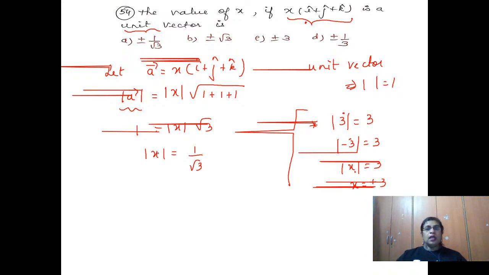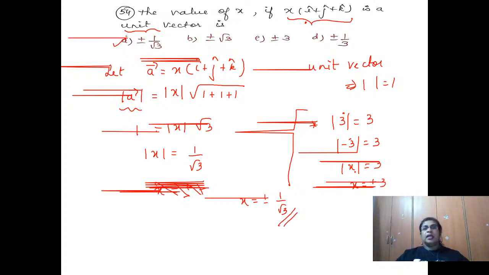So now here I have x within the modulus sign. I don't want that modulus sign. I want only the x value. Find the value of x is mentioned. So what did I tell you? Whenever we lift a modulus sign, I have to put a plus or minus. So here x is equal to plus or minus 1 by root 3. Which option satisfies? It is option A.